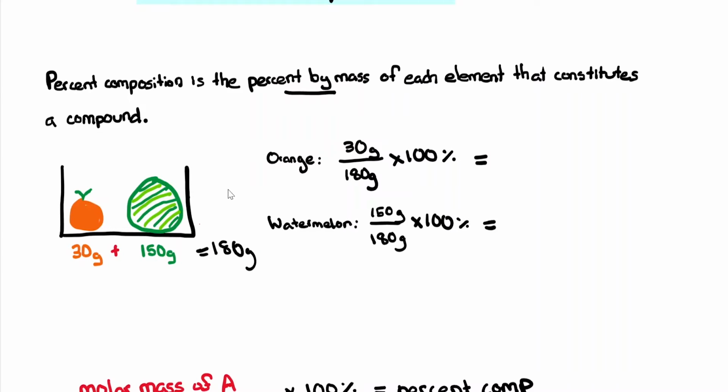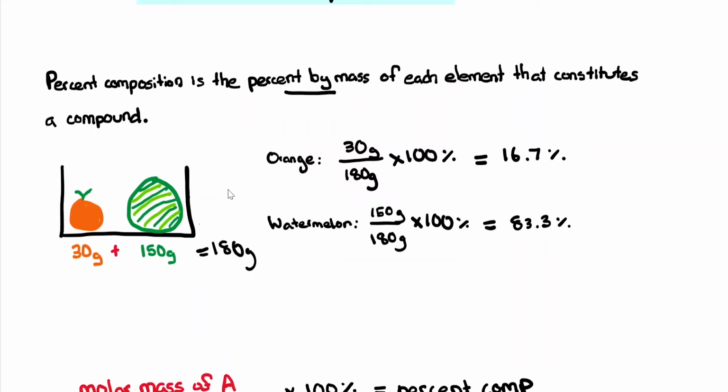All right. So now we can determine the values if we just put it into a calculator. And roughly, you will get 16.7% for the orange. And for the watermelon, you'll get about 83.3%. And just to make sure that the values make sense, you can add them up together, and they should be very close to 100%.